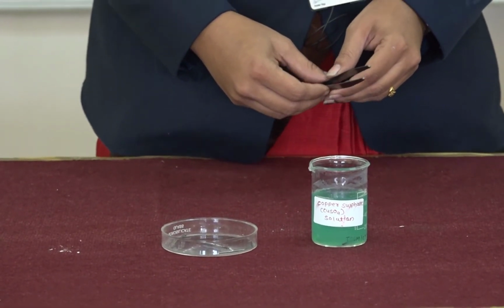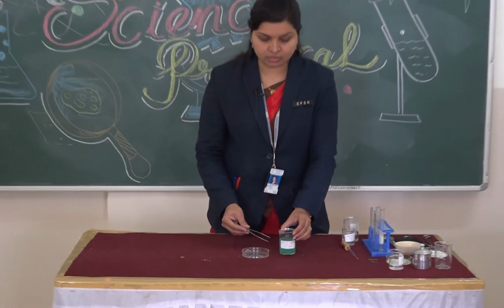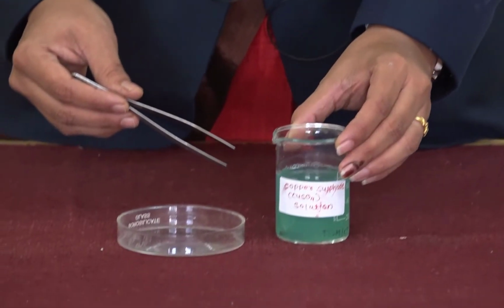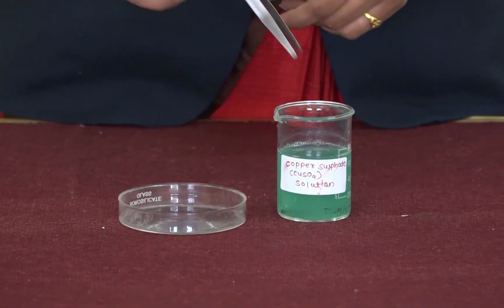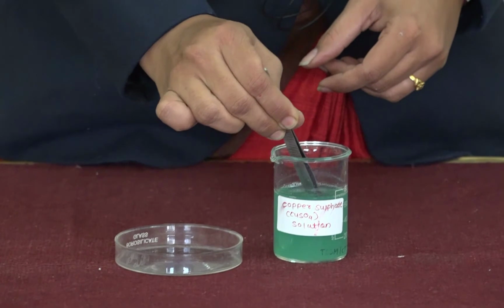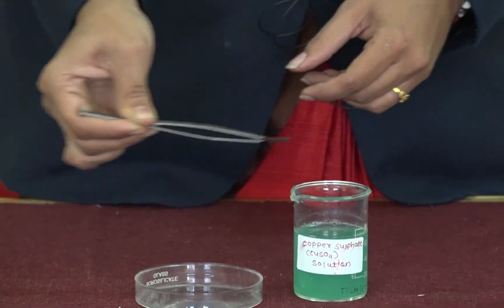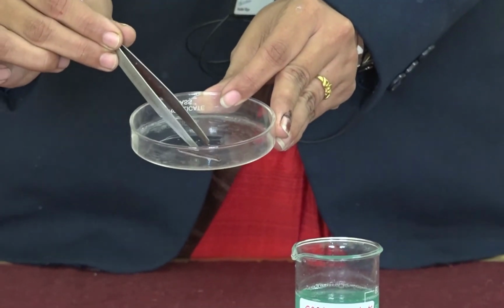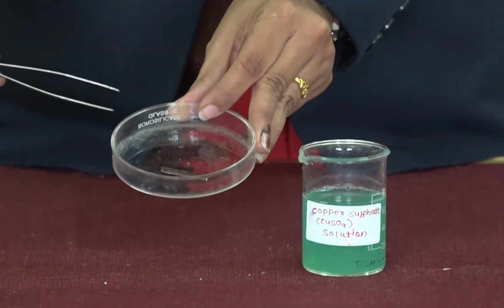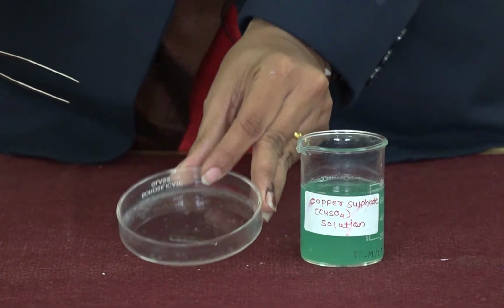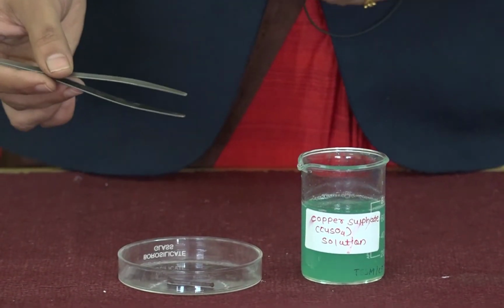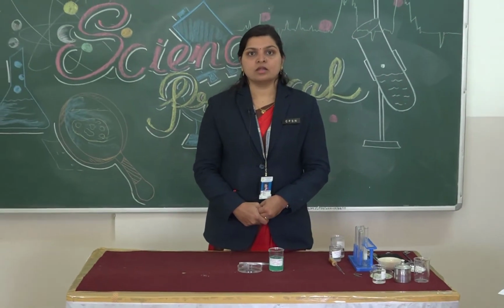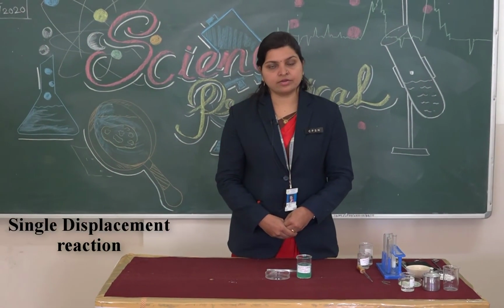We can observe here the blue color of the copper sulfate solution changes to pale green color and the iron nail changes to reddish brown. The copper is deposited on the iron nails. So, in this way the iron nails react with copper sulfate solution. So, it is a single displacement reaction.